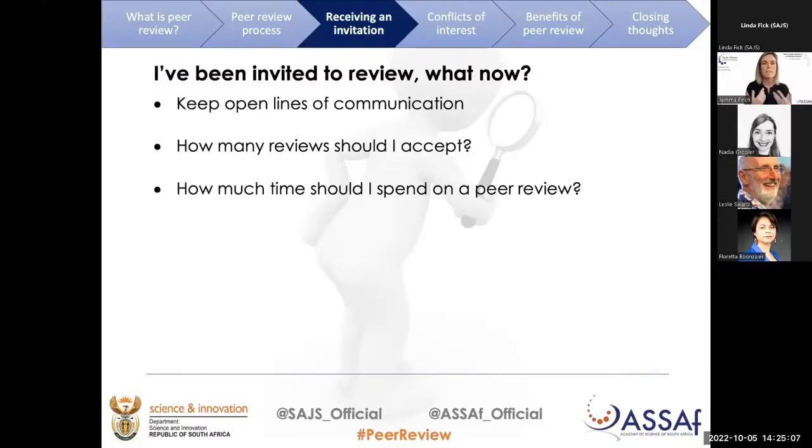Email the editor, tell them what's going on. Either withdraw at that point from the peer review process, or perhaps be granted an extension. It's very common to be granted a short extension to get these reports in if you are invested in the process. So keep those open lines of communication.